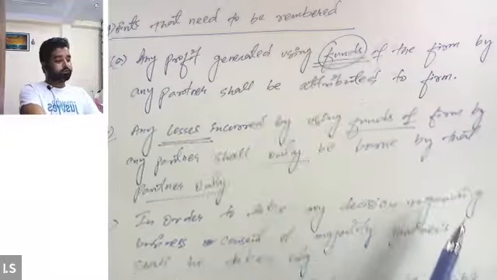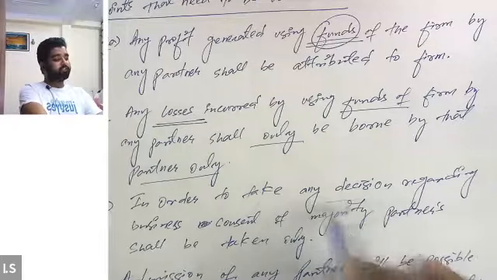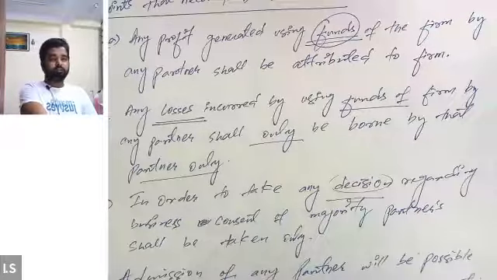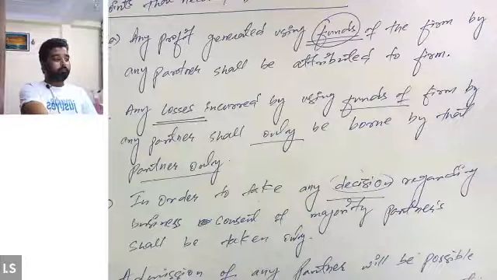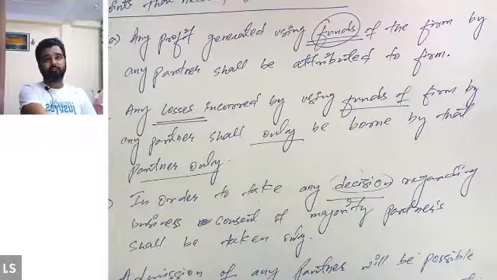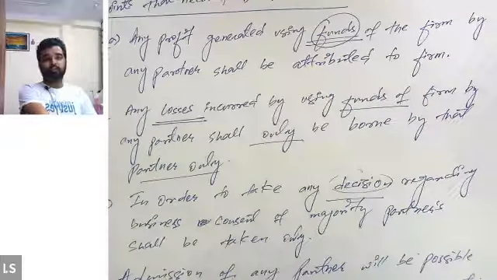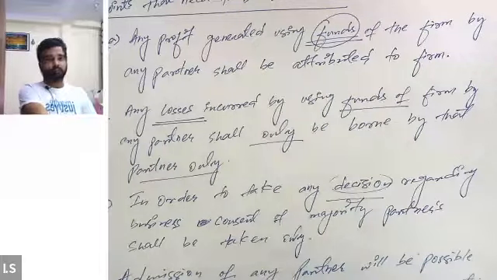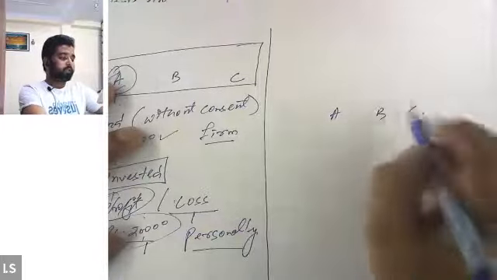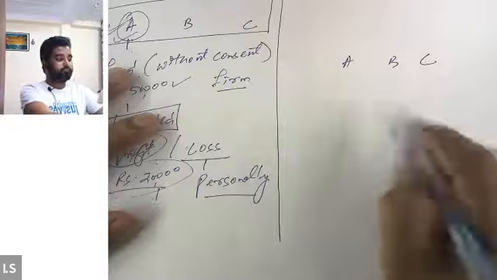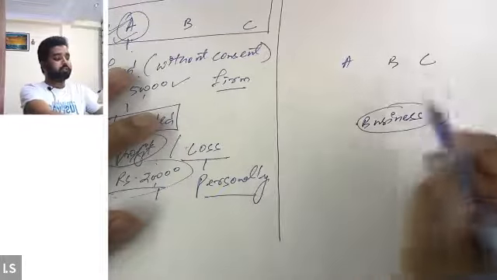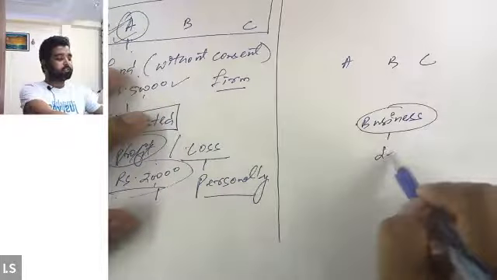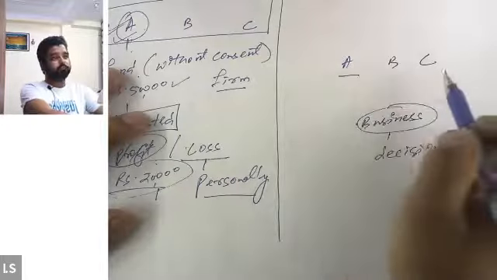Point number C. Now, in point C, it is written that in order to take any decision, and this is very, very important, in a partnership business, since there are two or more persons, whenever any decision needs to be taken in a partnership firm, most decisions shall be taken on the basis of the consent of the partners. If partners give consent to a particular act, then only such act can be performed in a partnership business. Let's suppose there are three partners, A, B, and C, and the firm wants to take a decision regarding a particular activity of the business. In order to take any decision regarding business, we need to ask for the consent of partners A, B, and C.